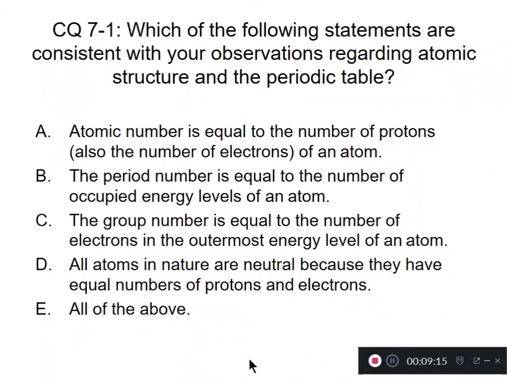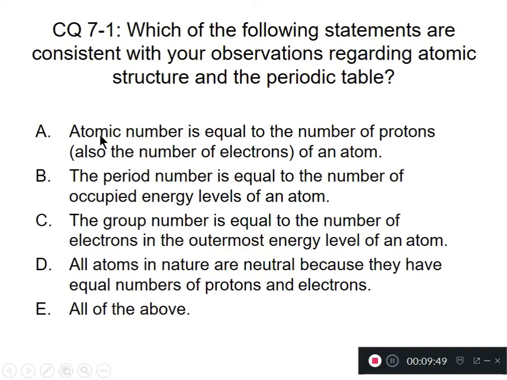Okay, so let's try a couple questions. Which of the following statements are consistent with your observations regarding the atomic structure in the periodic table? Is the atomic number equal to the number of protons, also the number of electrons of an atom? Is the period number equal to the number of occupied energy levels of an atom? Is the group number equal to the number of electrons in the outermost energy level of the atom? Are all atoms in nature neutral because they have equal numbers of protons and electrons, or are all of the above?